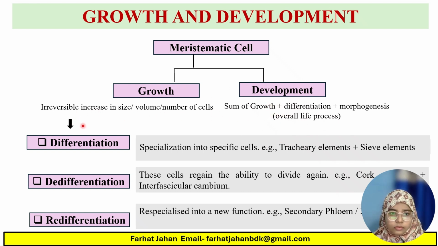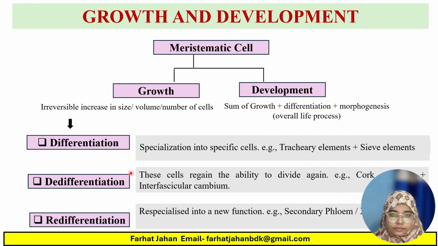Now let's understand the key terms in cytodifferentiation. What do we include in cytodifferentiation? First term is differentiation. It is the process by which unspecialized meristematic cells become specialized, that are tracheary elements or sieve elements. For example, the tracheary elements of xylem and sieve elements of the phloem become specialized. These cells change in structure and function permanently and become permanent tissue. From the meristematic tissue, it becomes permanent tissue.